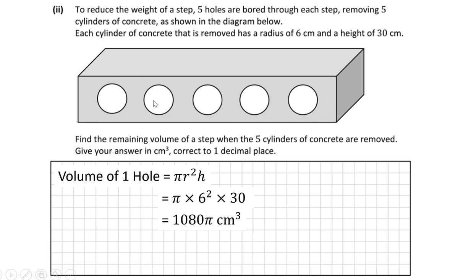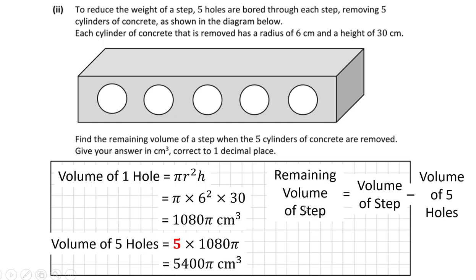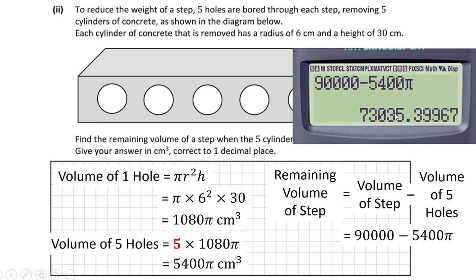Of course we have 1, 2, 3, 4, we have 5 holes. So we have 5 of them. We're going to multiply 5 by 1080 pi and we end up getting 5,400 pi centimeters cubed. So to find the remaining volume of the step, it's the volume of the overall step, which we found in part 1, minus the volume of the 5 holes. So the volume of the step in part 1 was 90,000 centimeters cubed, minus the volume of the 5 holes, which was 5,400 pi. Get your calculator, plug it in, there's the answer.